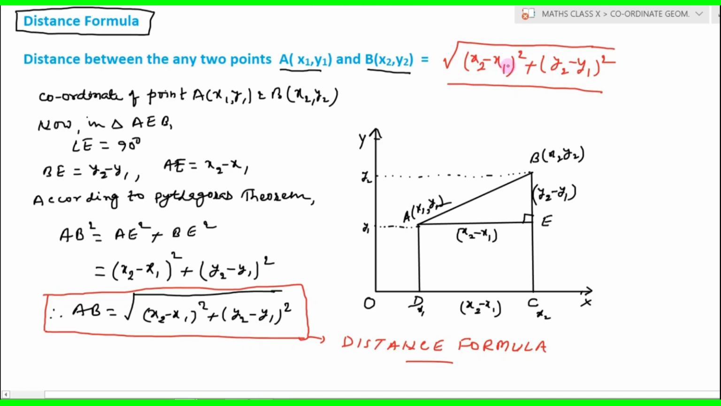So there will be no change if you change the order of x1 and x2 here in this case. Okay, I hope you understood well.